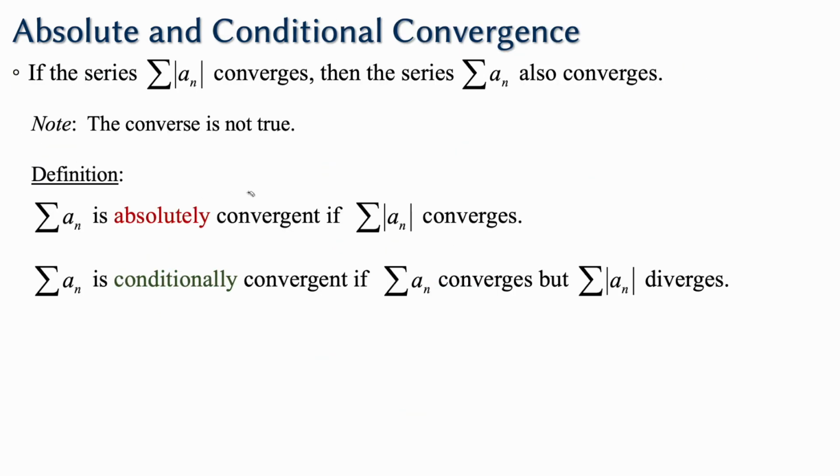Now, the next thing we want to talk about that's a really important concept with alternating series is the idea of absolute and conditional convergence. The idea, of course, is that if you take a series and then take the absolute value of all its terms, in other words, remove the alternating part of it, if that converges, then we know that the overall series itself, even if it's alternating, also converges. Now, the thing about it is the converse isn't true.